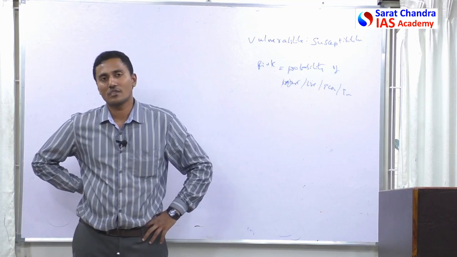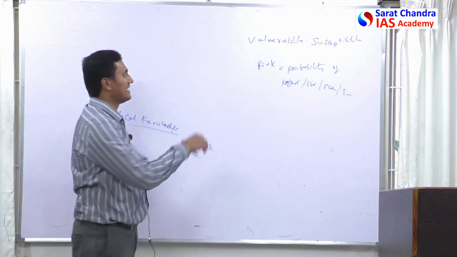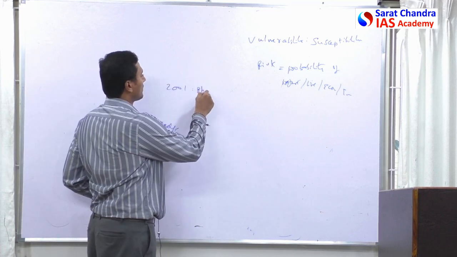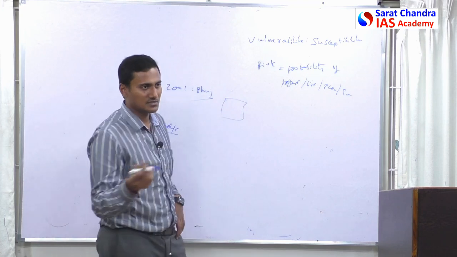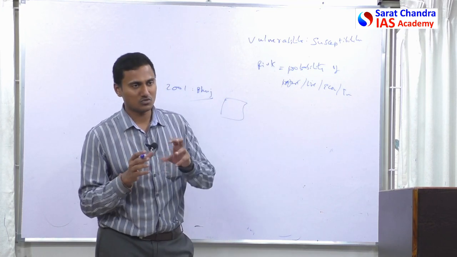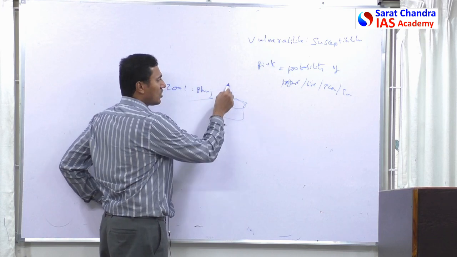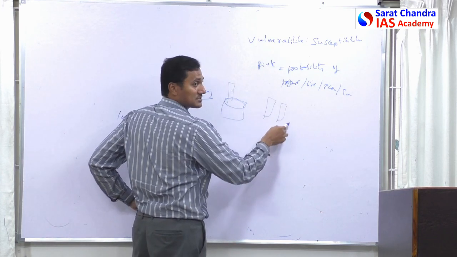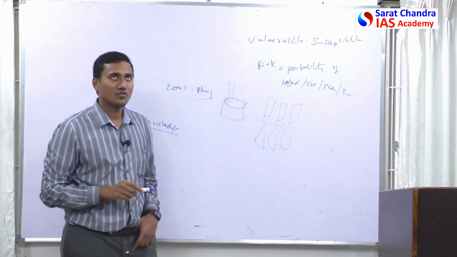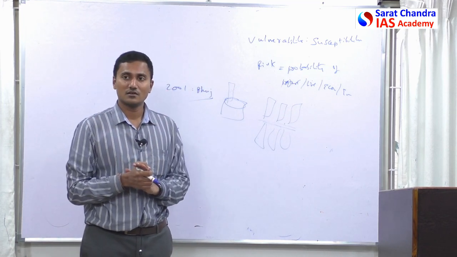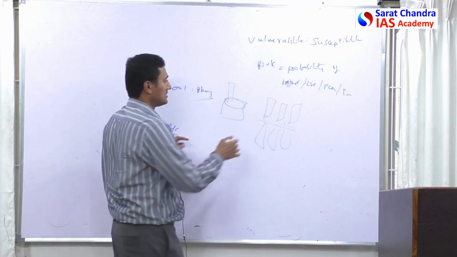When there was the Bhuj earthquake, which year? 2001. In 2001, when there was the Bhuj earthquake in Gujarat, the old city, like Hyderabad has an old city and Delhi has an old city, Bhuj also has an old city. The old city of Bhuj has tall buildings and very narrow lanes. So during an earthquake, what will happen? The susceptibility is more.